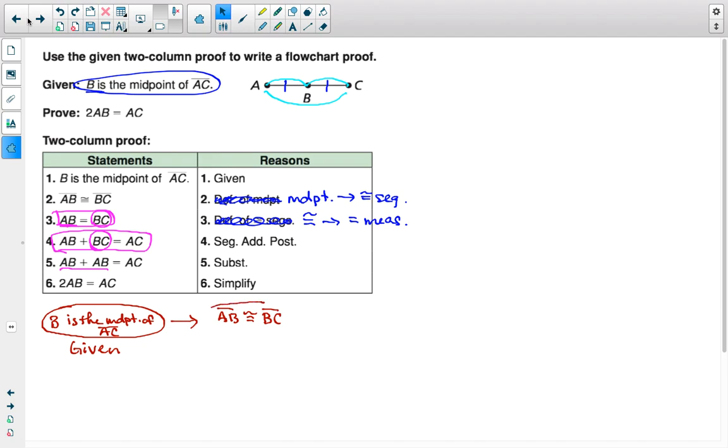Don't forget your hats. How do I know? Oh, because midpoint means congruent segments. All right, if that's true, then I know that the length of AB is equal to the length of BC. Well, how do I know? Oh, that's what congruent means. So congruent means equal measures.